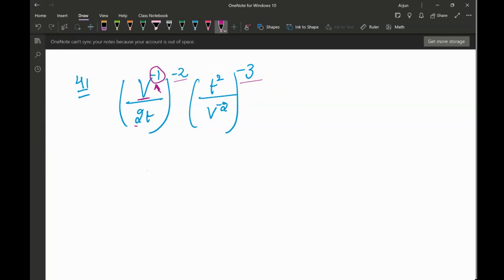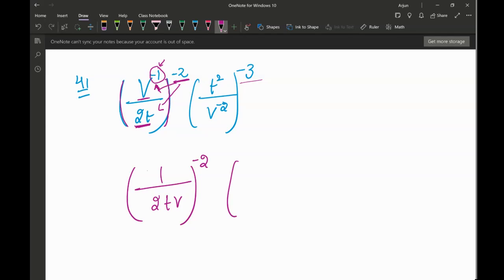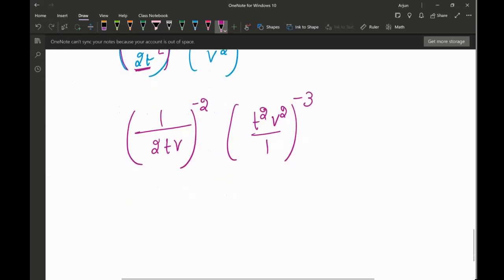This negative 1 does not belong to 2t. So this is out, the negative 2 is outside the bracket. This negative belongs to the top term, also to the bottom term, but the negative 1 belongs only to the top term. So 1 upon 2tv, and then negative 2, and then this will be t square, v square, and we're going to come on top, negative 3, and this will be 1 on the bottom.